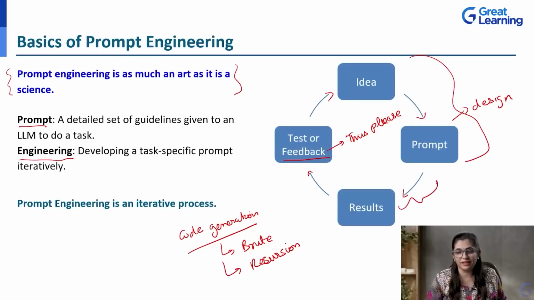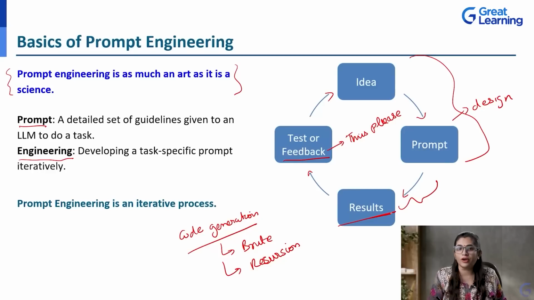Because in the back end, there are generative models, different transformers or architectures that come into the picture, where billions of parameters are playing a role to give you this result.